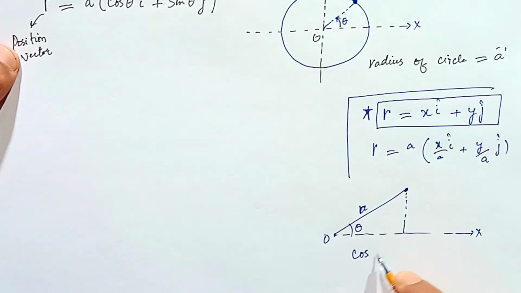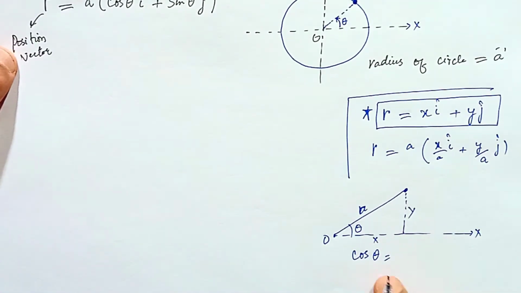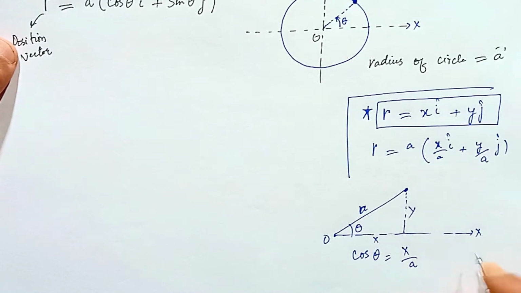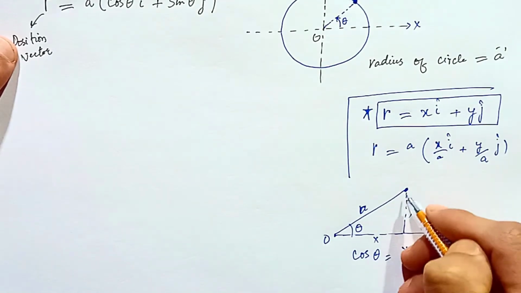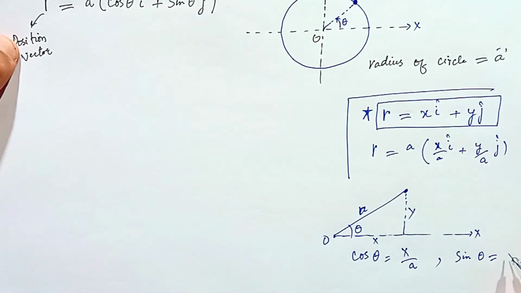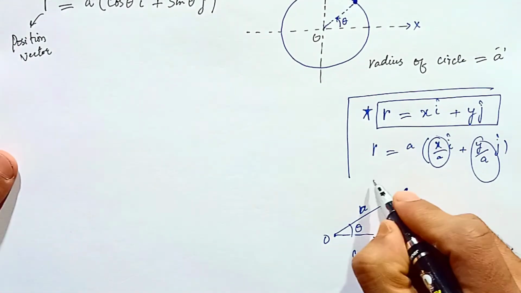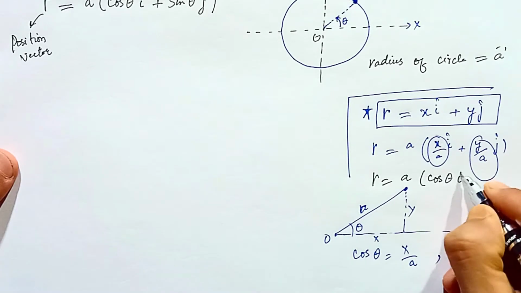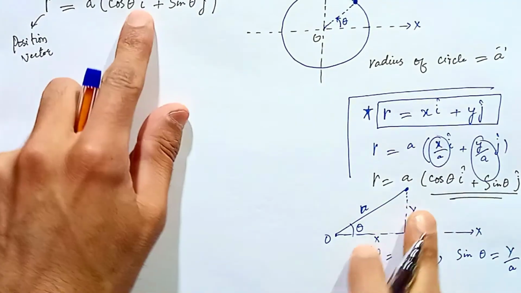So cosine of theta will be equal to, this is the x and this is the y, for example, say. So cosine of theta will be equal to base by hypotenuse, that is x by a. And sine of theta will be equal to perpendicular, that is y, divided by hypotenuse, that's y by a. So y by a is sine and x by a is cosine. So r will be equal to a times cosine of theta i plus sine of theta along the y-axis. That is what I have written here.